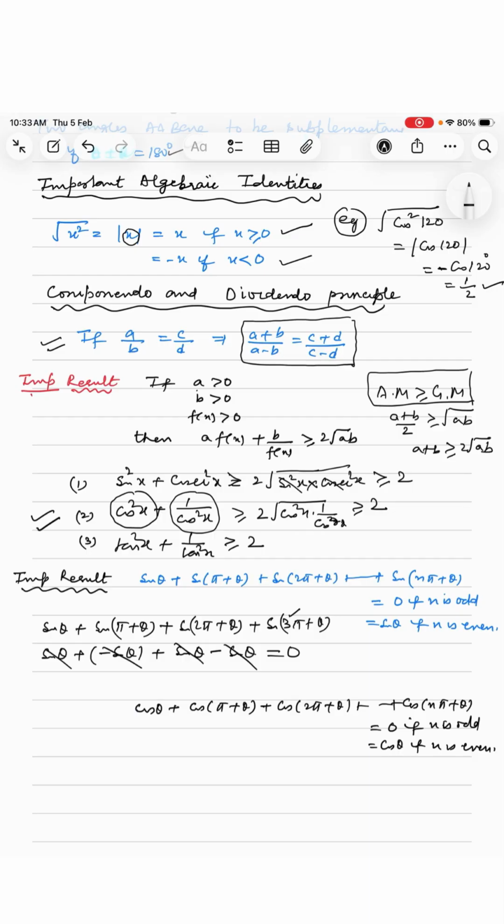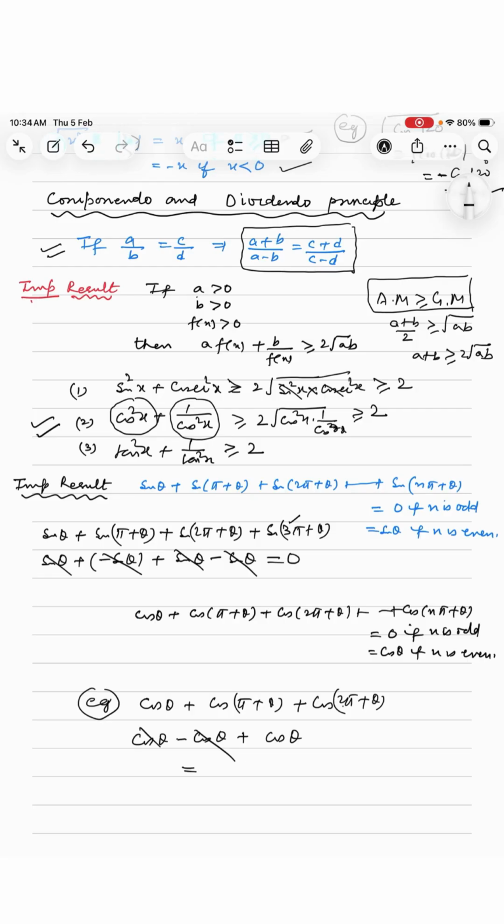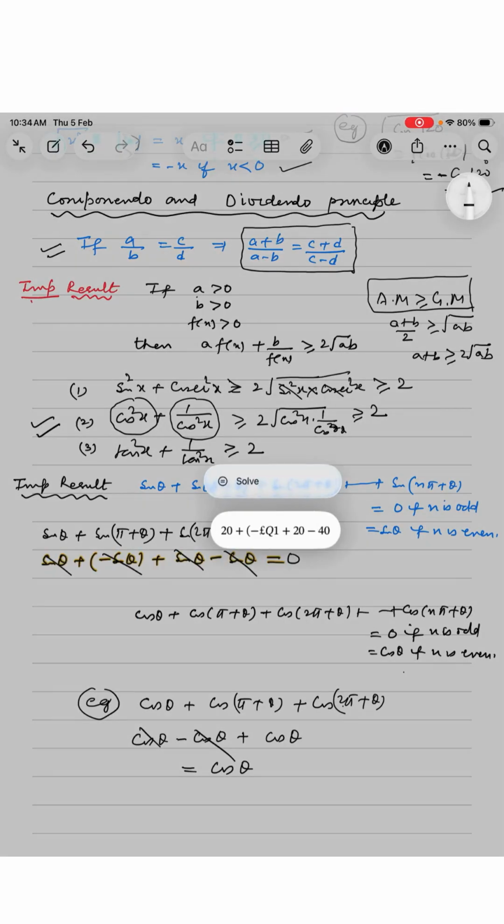Same thing for cos function also. For example, cos theta plus cos pi plus theta plus cos 2 pi plus theta. Now here n is even. So cos pi plus theta is minus cos theta. Cos 2 pi plus theta is cos theta. So therefore this gets cancelled. Remember, whenever n is even, we told the answer is always cos theta.